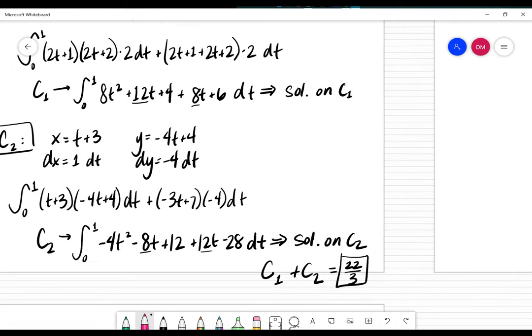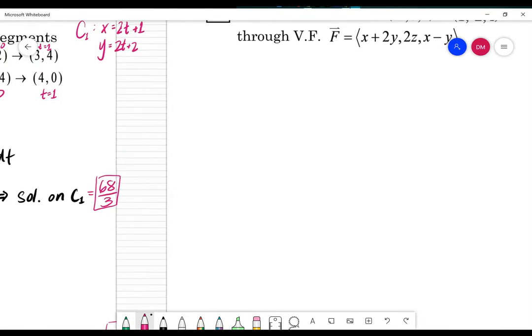And, just as little partial checks if you wanted to, for C1, I got 68/3. For C2, I got negative 46/3, and combining those was how I got the 22/3, okay? It's obviously good to make sure that you can do those. If you don't work through this example, but you do it on the assignment and you get it right, then that's fantastic. That's what we're going for.